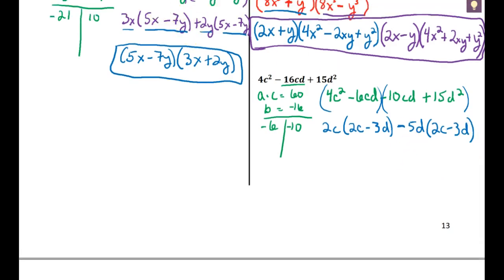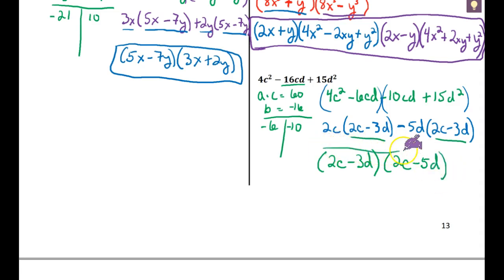Now, these, again, if I did it correctly, the 2 factors left over should match. So I'm going to take out that 2c minus 3d. When I divide that out, I'm left with 2c minus 5d. And that's as far as we can go. So again, the steps are GCF, count the number of terms, and then use the proper factoring for those number of terms, and then check again to see if there's anything else you can factor.